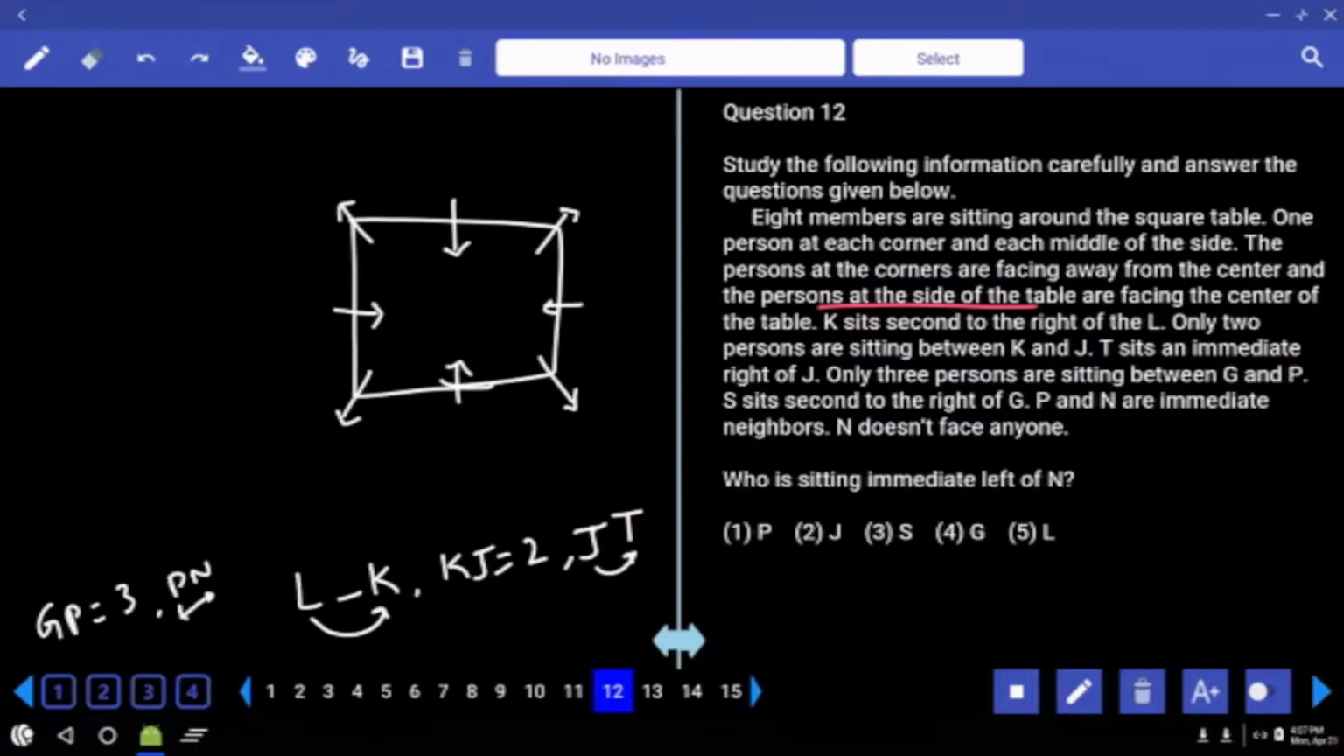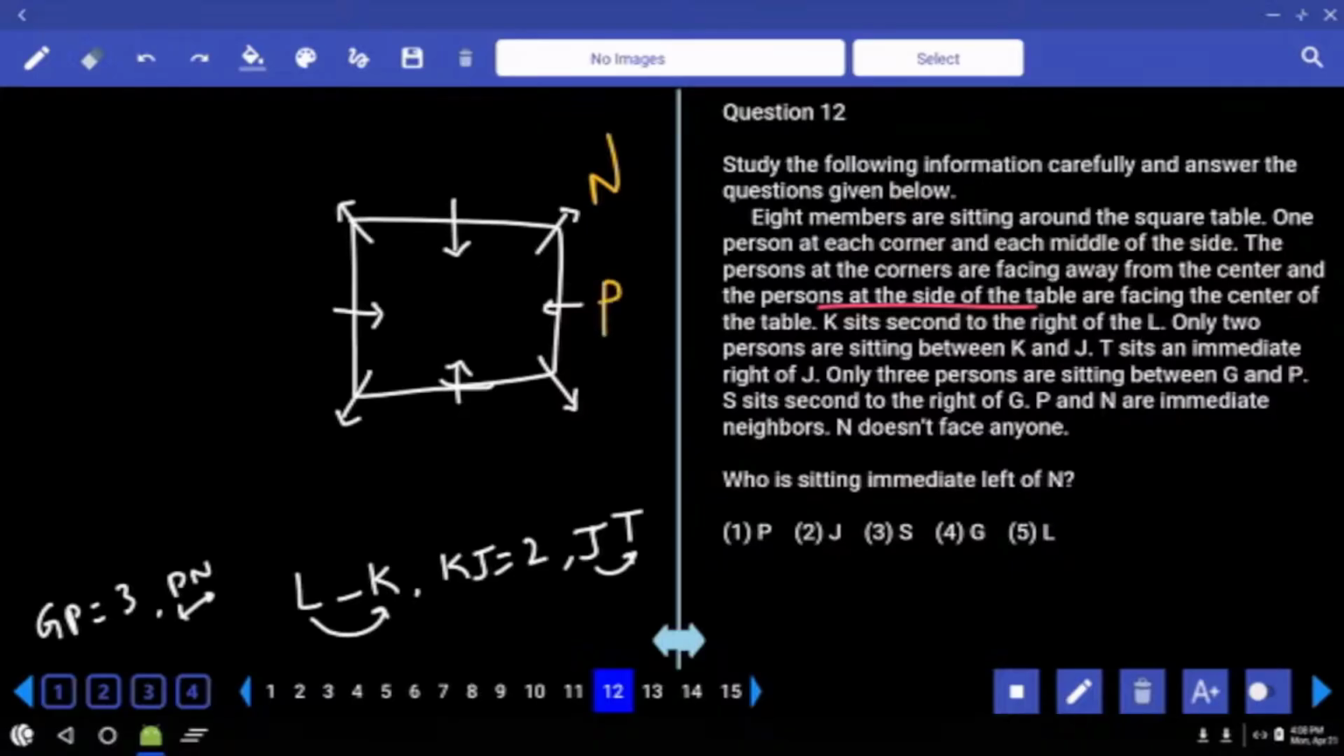Then N does not face anyone. N is not facing anyone. That means N is at the corner. Then only he is facing away from the center, and he is not facing anyone. Clear? Now this is where the direction of a person is given. Can you take N at this place or not? Now if N is here, then N and P are adjacent to each other. How many possibilities? 2 possibilities.